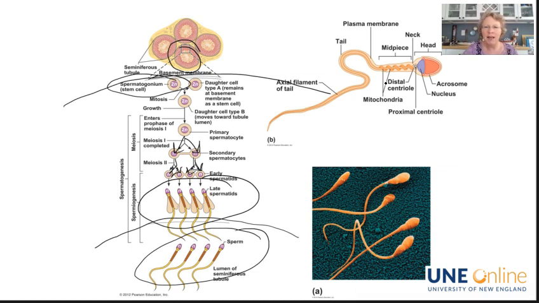A little more detail on the sperm. Sperm are very specialized cells, consisting of a nucleus and then a little bag of enzymes in the structure called the acrosome that helps the sperm get into the egg, a flagellum, the tail, and then our mitochondria wrapped around that flagellum to provide ATP for that swimming.